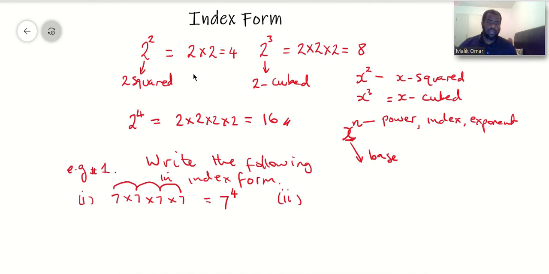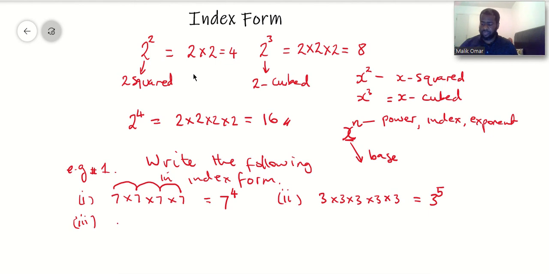Part 2, suppose we have 3 times 3 times 3 times 3 times 3. This is into exponential form, index form. We write our number as the base, which is 3, and the power is how many times that 3 repeats itself. We can see it repeats itself 5 times, so that can be written as 3 to the power of 5. Let's look at another example.